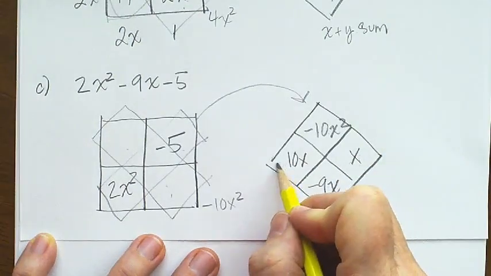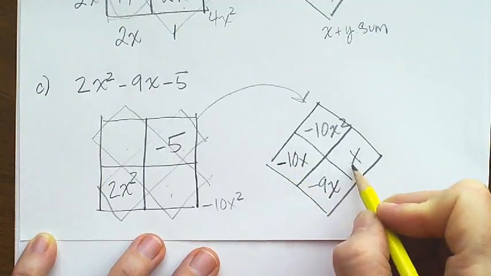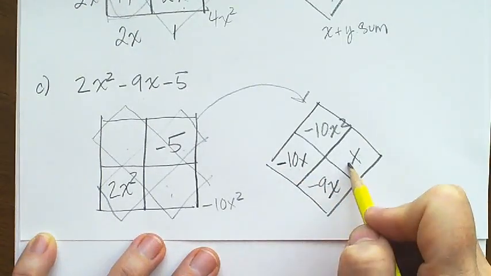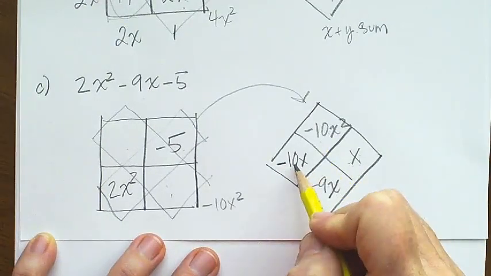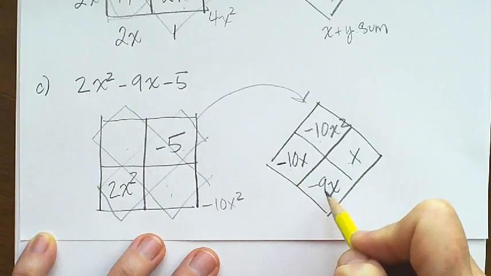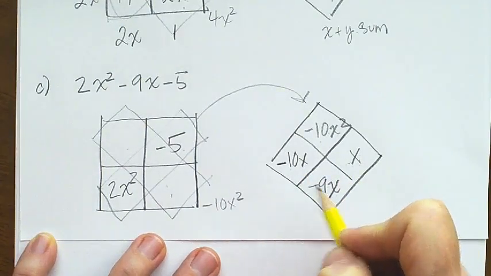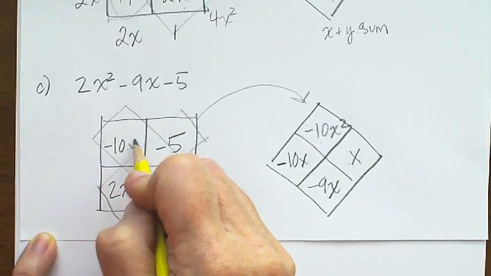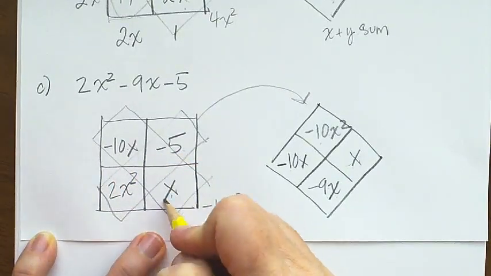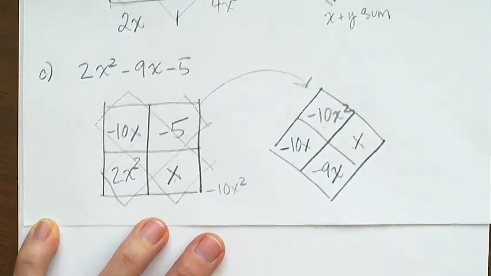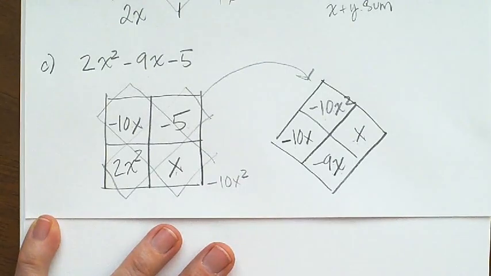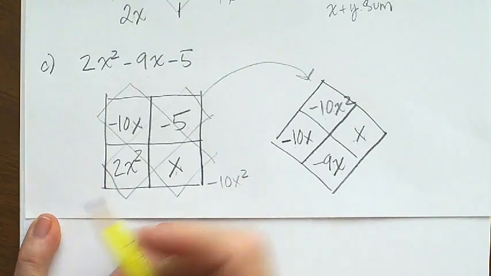So it must be that 10 is negative and 1 is positive. Negative 10 times 1 is negative 10. Negative 10 plus 1 is negative 9. So this is negative 10x and positive 1x. So let's get the length and width of this area model.